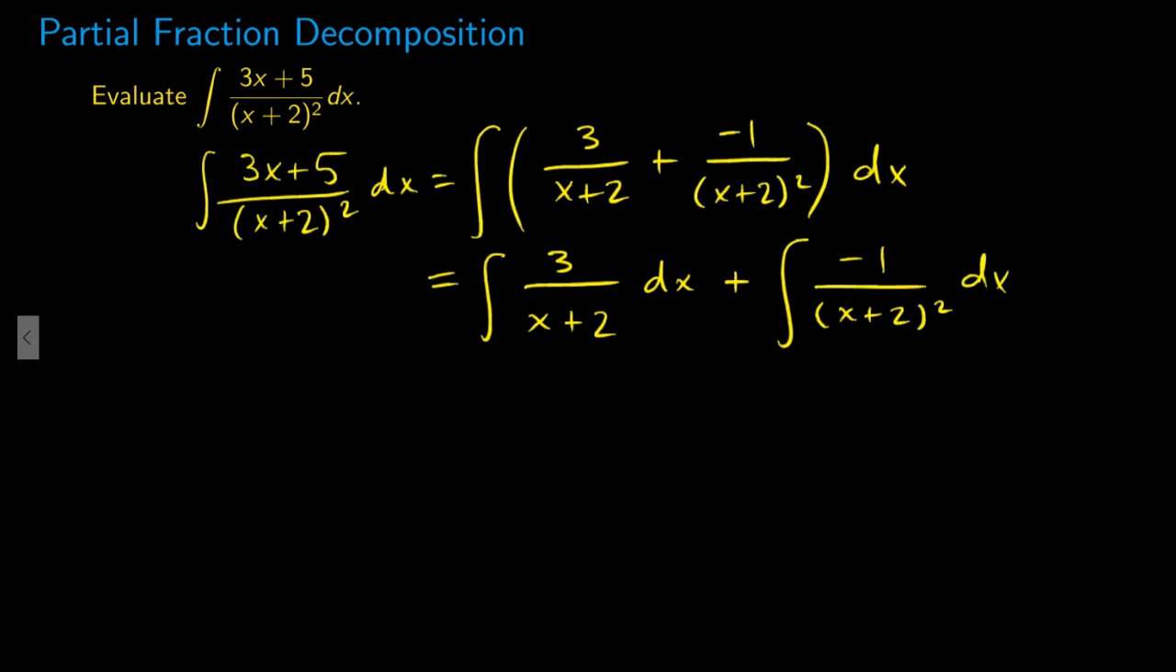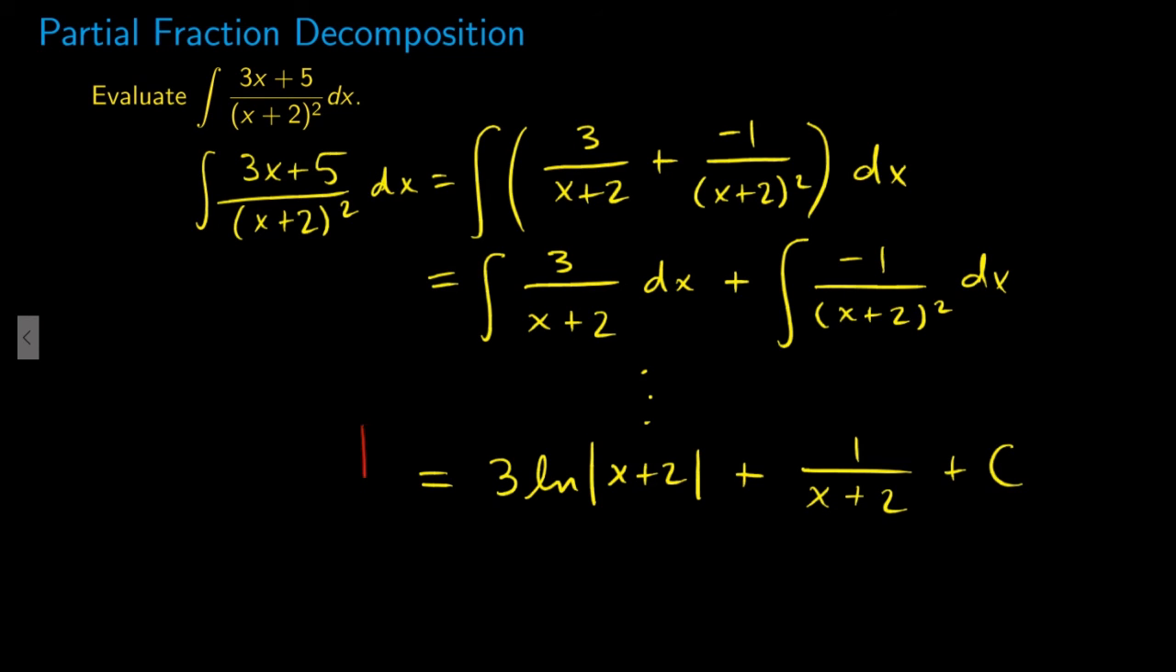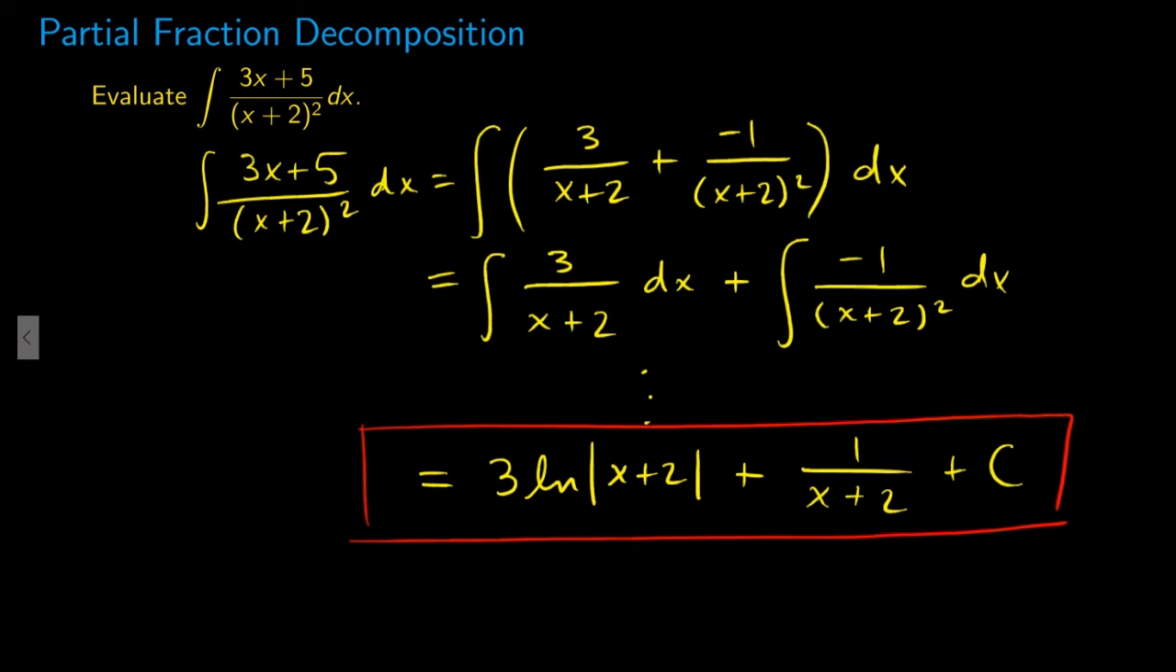And we can do these calculations to end up with 3 times the natural log of x plus 2 plus 1 over x plus 2 plus our constant of integration. And that's how we can use the method of partial fraction decomposition to help take the integral of rational functions.